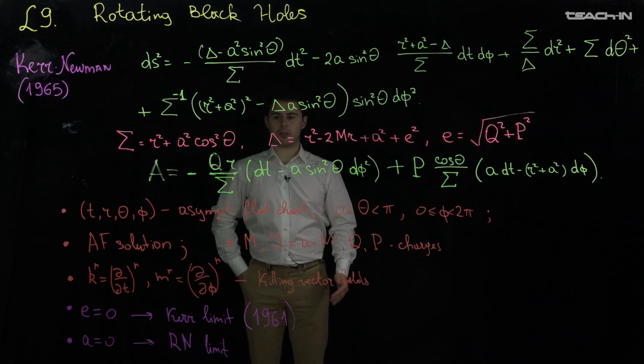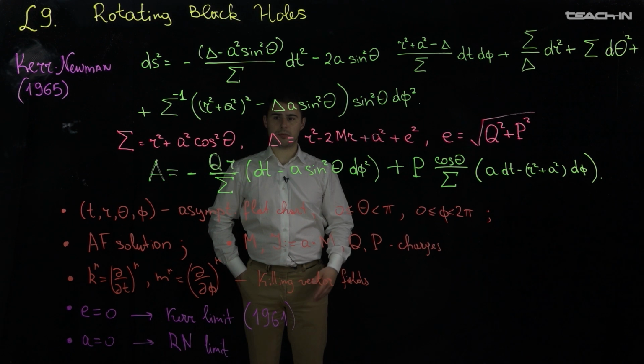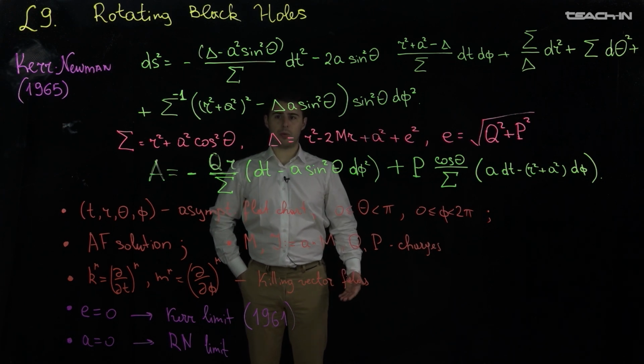Today, we will speak about rotating black holes. On the blackboard, you can see the Kerr-Newman solution, which was found in 1965, and which contains a number of parameters. The first rotating black hole was found in 1961 by Kerr, and it has immediately improved our understanding of the gravitational features of black holes. So today we will speak in detail about its properties, the horizon, and the singularity.